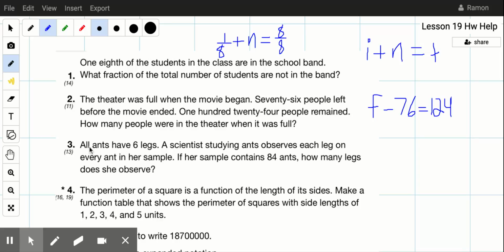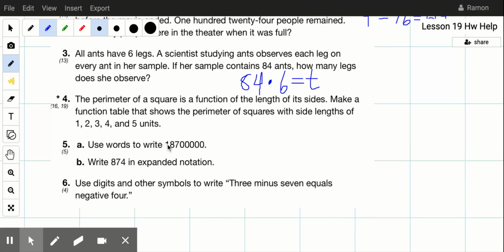All ants have 6 legs for number 3. A scientist studying ants observes each leg on every ant in her sample. If her sample contains 84 total ants, how many legs did she observe? So we have 84 ants, right? So we have the number of groups, which in this case is 84. Then we have the number in each group, which is 6, and that's supposed to give us our total number of legs. So since every ant has 6, then we could add 6 84 times, or we could just multiply to find the total number of legs observed.